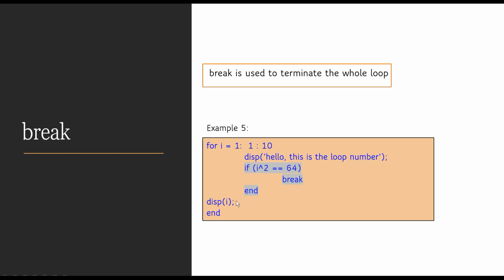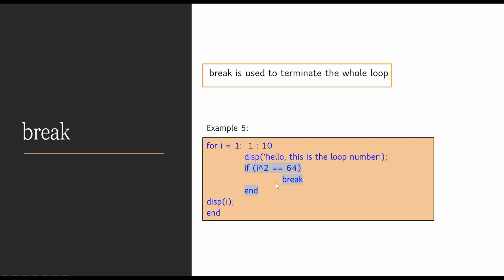MATLAB is going to skip this code and move to display I. I will be displayed and I has a value 1. And then we display this message, check this condition again, 2 to the power 2 is 4, it's not equal to 64. So we skip this code and so on until I becomes 8. And we check I to the power 2 equals 64. So this condition is true, and then we break. When we break, we go out of this loop without doing anything. So this function that takes I is not going to work when we call break.